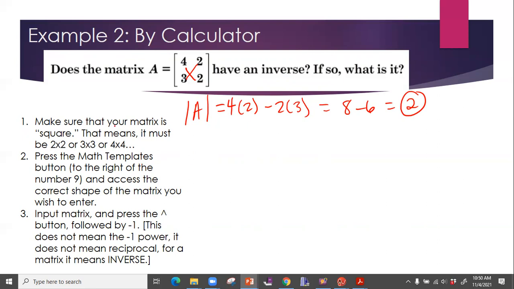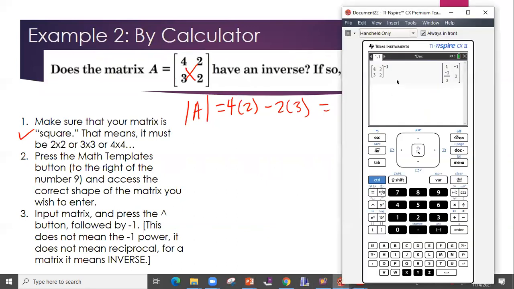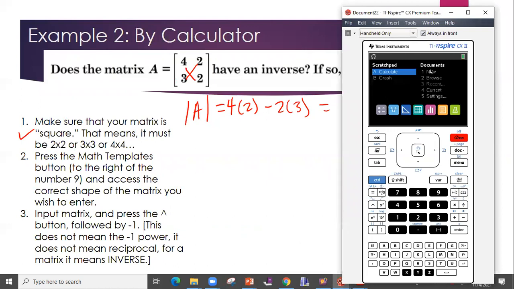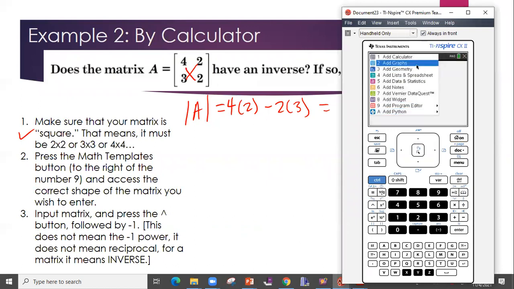To find the inverse in the calculator, we're going to go through these steps. We make sure that it's a square matrix and we make sure that there's an inverse. So that's step 1. Step 2, I like to clear my calculator before I do anything. If I start a new document, no, I don't want it saved.